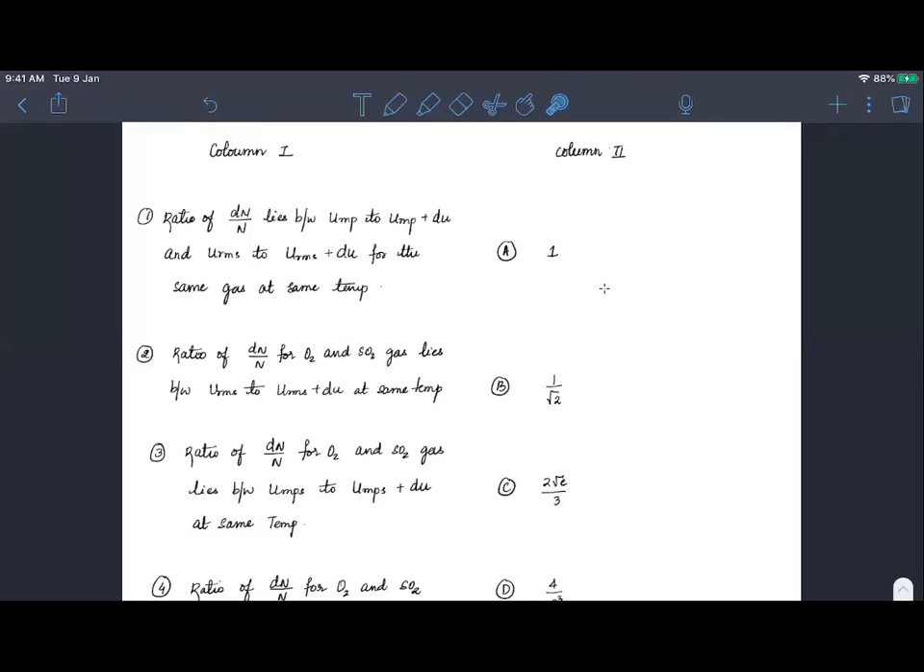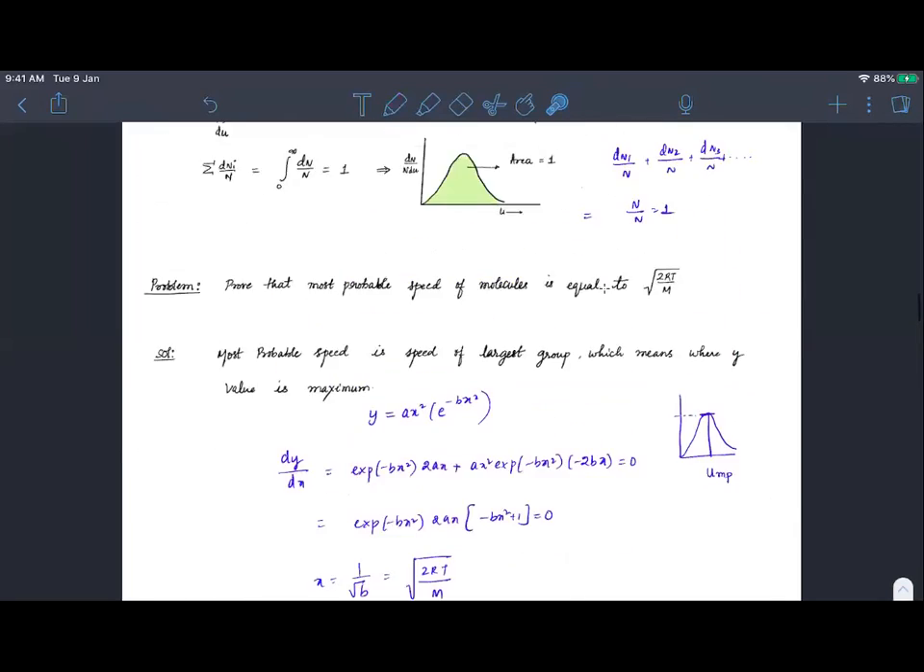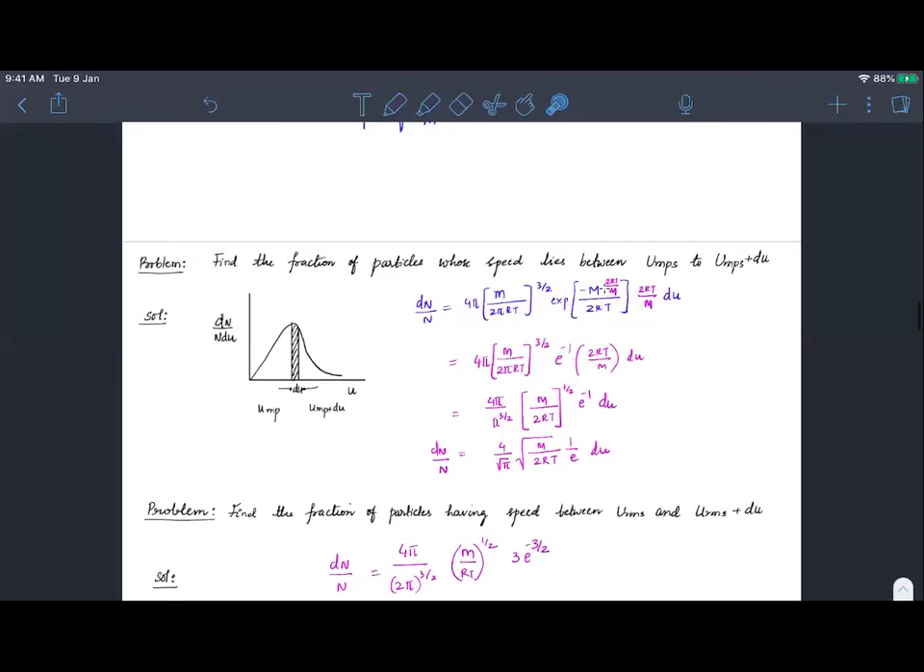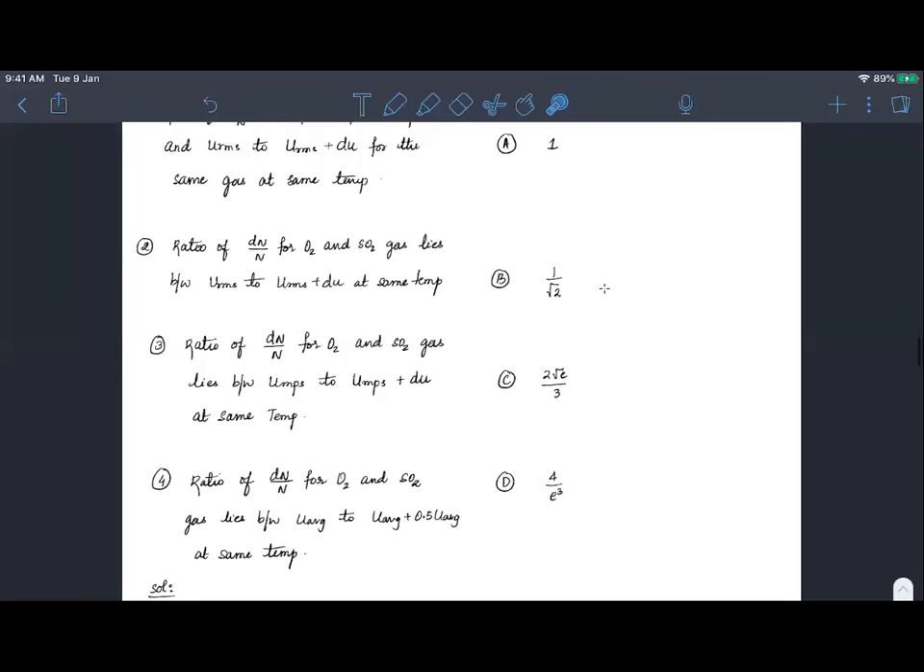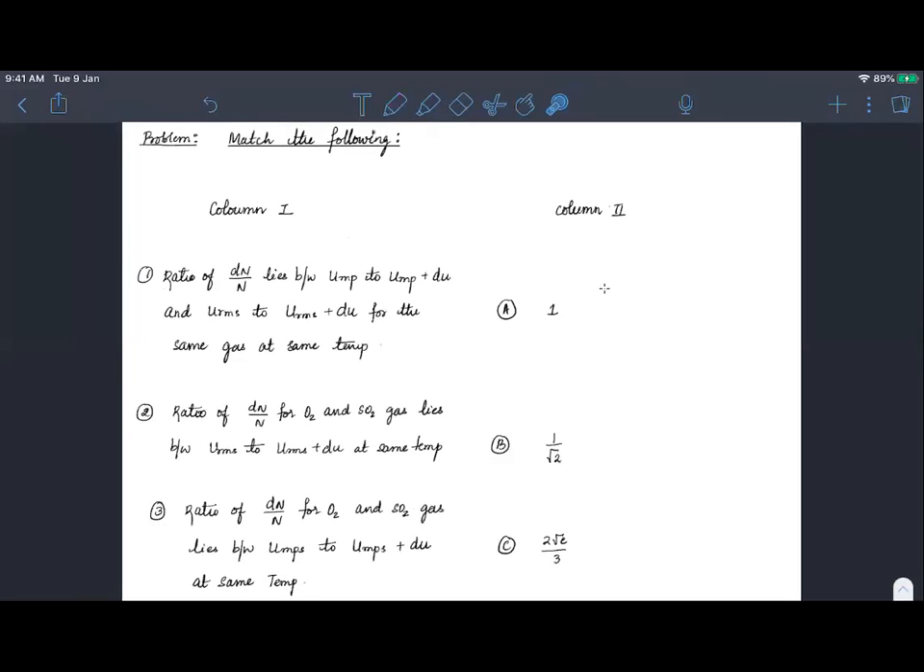So the first two questions which we have worked out, you have to take the ratio of those two. These two, this one and this one, the ratio of both. This was the first part of the match the column. Second, ratio of dn by n of oxygen and sulfur dioxide gas lies between URMS to URMS plus du. So for URMS, once apply for oxygen, which means molar mass, write it as 32. Second time write molar mass as 64. Then check out the ratio between those two.